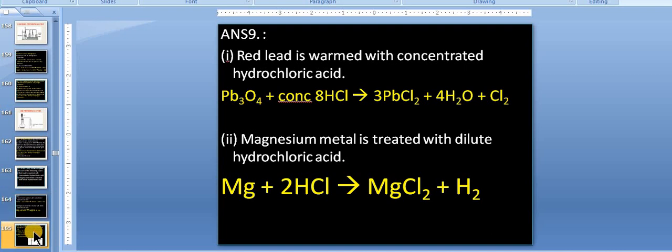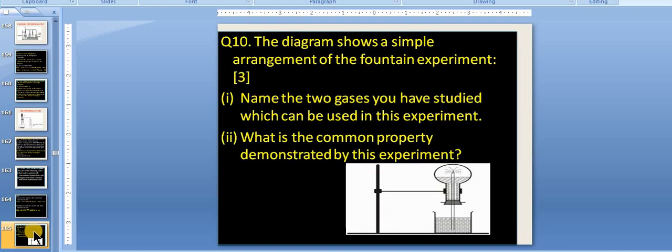Now, for the next question, the diagram is on your screen. It is related to the fountain experiment. Name the 2 gases which you have studied, which can be used in this experiment. Which 2 gases can possibly be used? We can say HCl and ammonia.